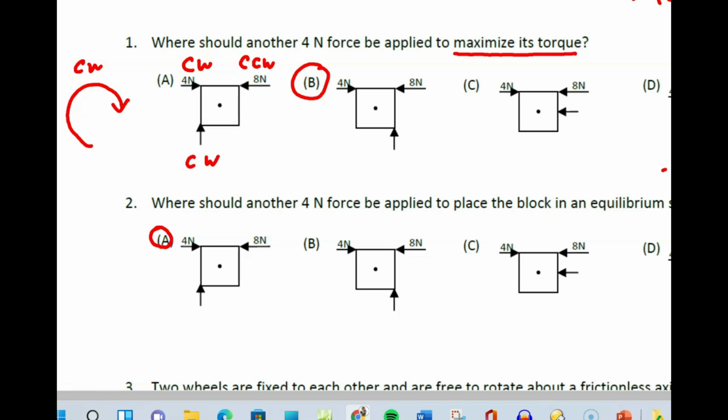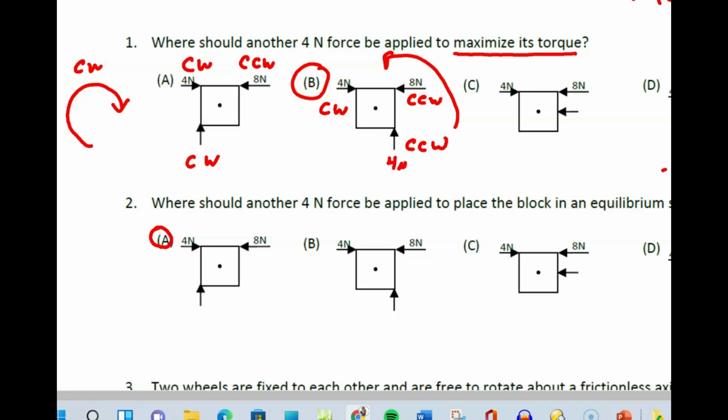Is that the most? Now there are angles here. Will that give us the maximum torque? Let's check the other one. This is going to be counterclockwise because it's going to make it rotate this way. This is also counterclockwise, and this is clockwise.